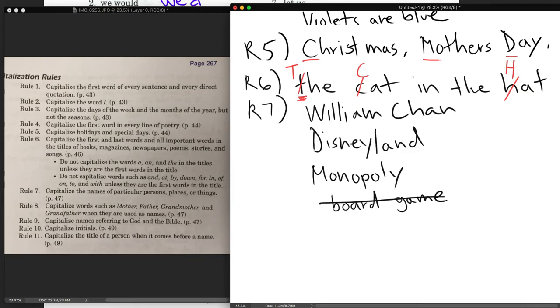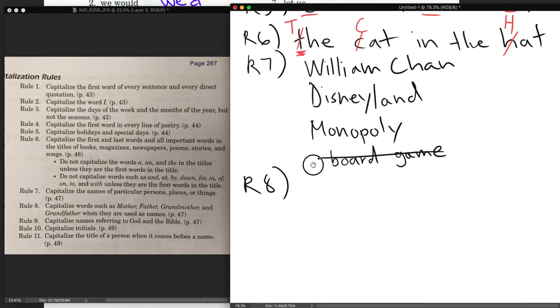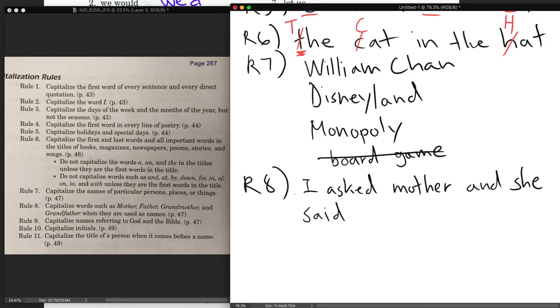All right. Rule number 8: capitalize words such as mother, father, grandmother, and grandfather when they are used as names. So for example, if you said, "I asked Mother," and she said yes.